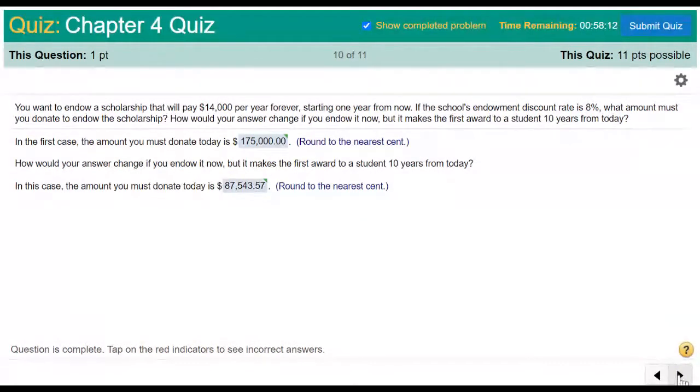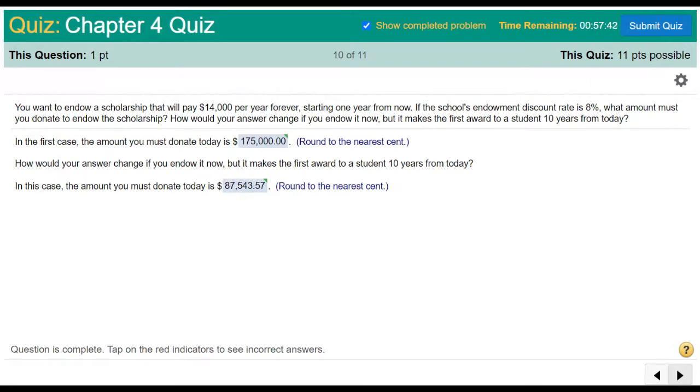Okay. This question was like this, right? You want to endow a scholarship that will pay $14,000 per year forever. Okay? So 14 times 0.08, 14 divided by 0.08 is 175.